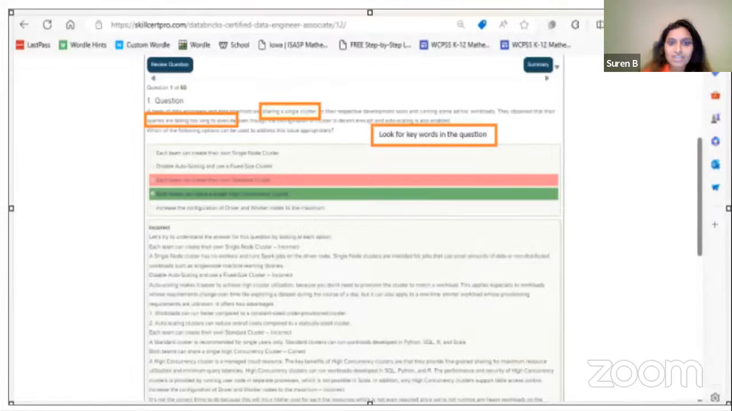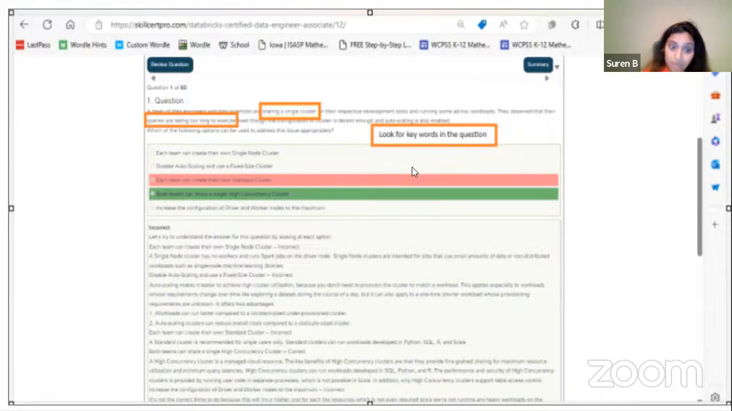This is how the SkillSets Pro looks. The one important thing that SkillSets Pro really helped me with, I would say, is that when you read the question, you just have 2 minutes to answer each question. So when you read the question, you need to identify the key words in the question. That helps you identify or eliminate the wrong answers.